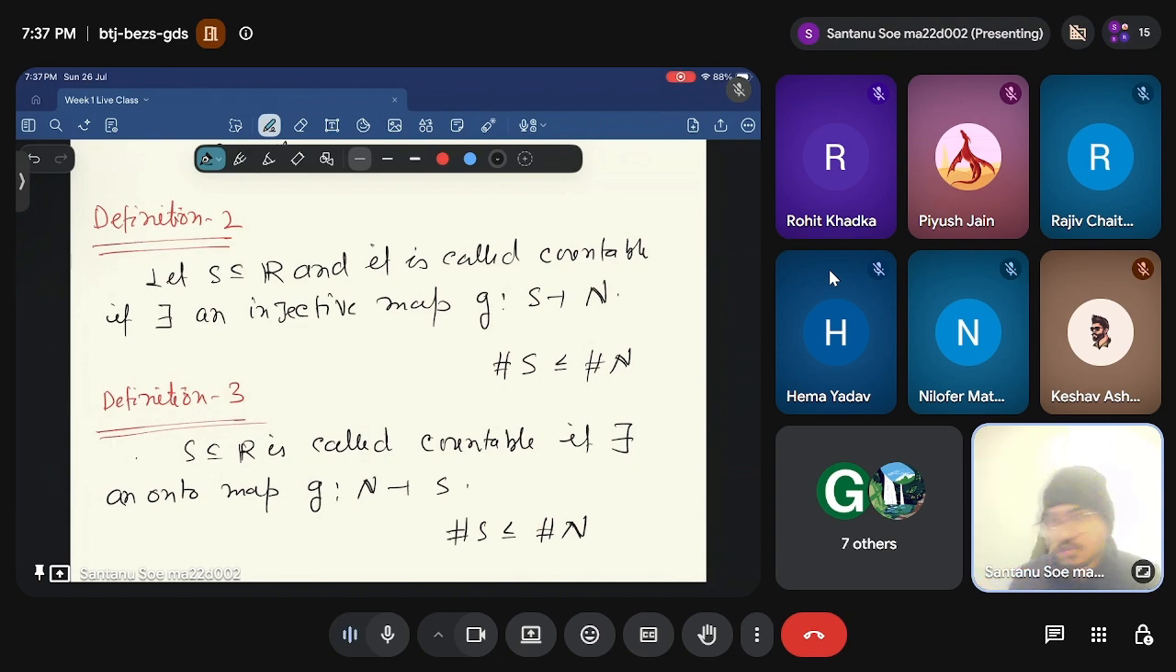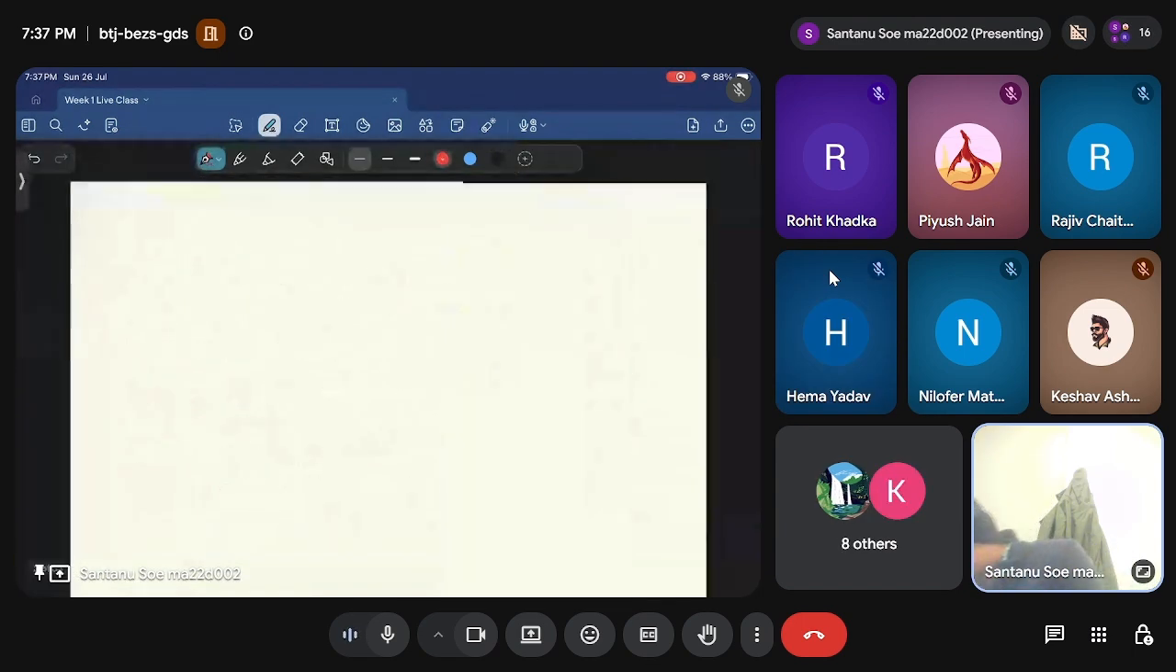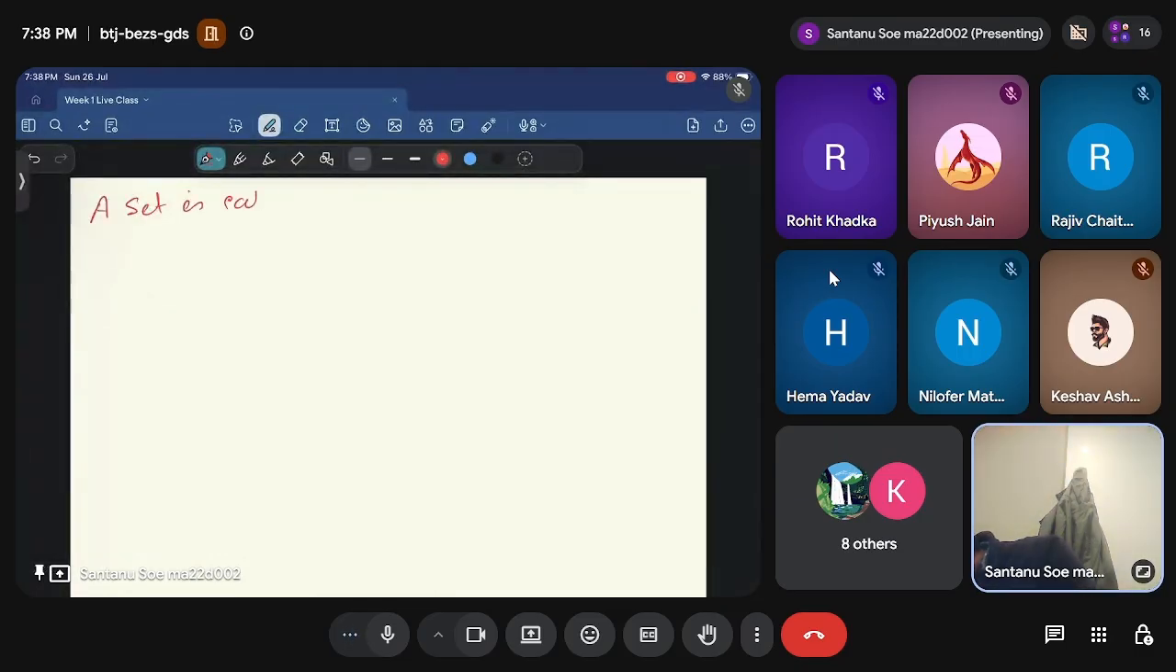So if you can find an injective map g from S to N, then S will be countable. Or if you can find a surjective map, an onto map from N to S, then S will also be countable. Okay, so you don't necessarily need to find a bijective map. So these are the three main definitions of countable sets. And a set is called uncountable if it is not countable, right? Okay.